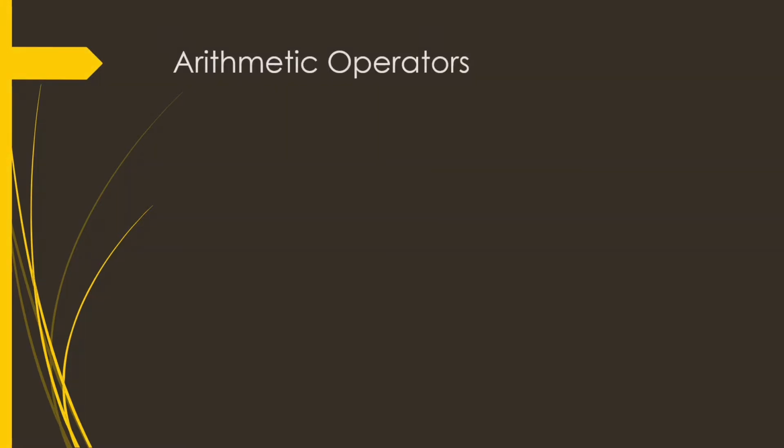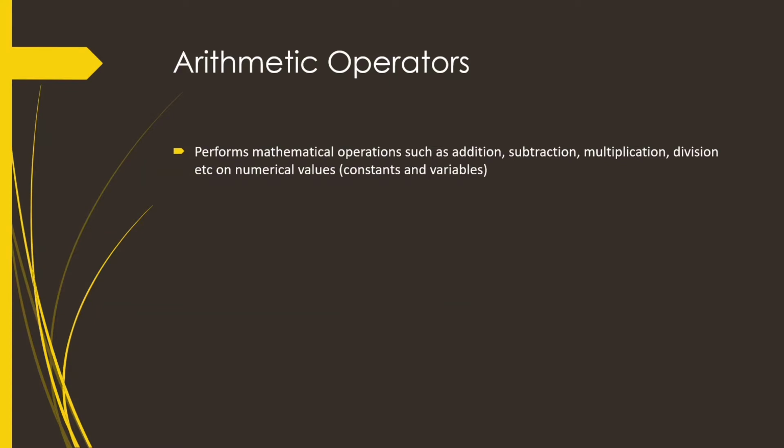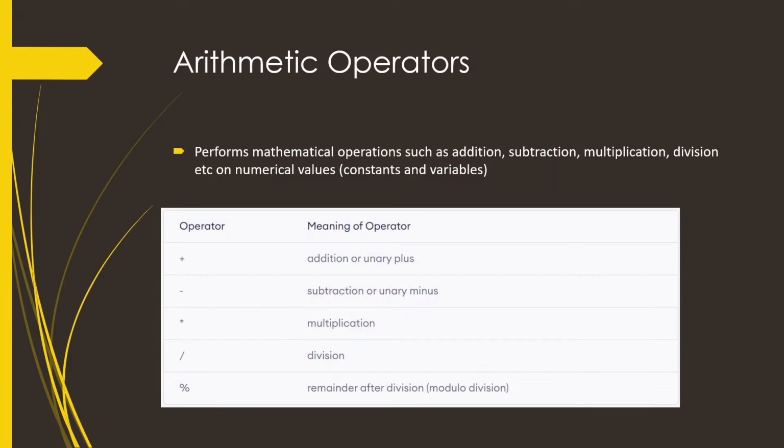So first let's discuss arithmetic operators. Arithmetic operators perform mathematical operations such as addition, subtraction, multiplication, division, etc. on numerical values, that is constants and variables. Now here is a list of the arithmetic operators, namely the plus for addition, minus for subtraction, the asterisk for multiplication, the slash for division, and the percentage operator which will return the remainder after a division.